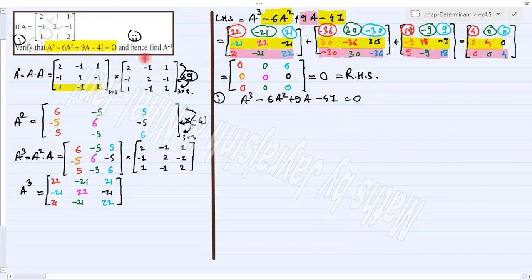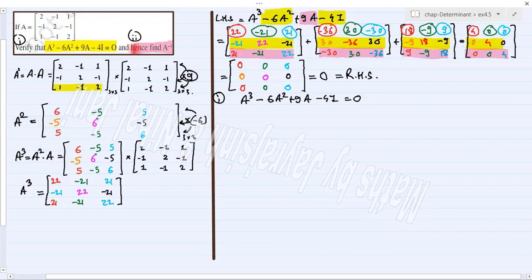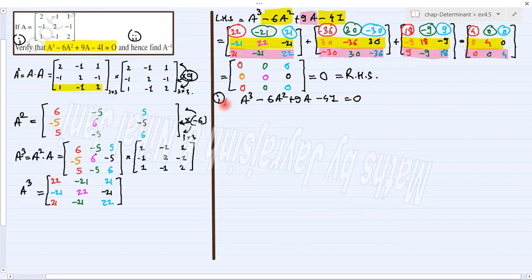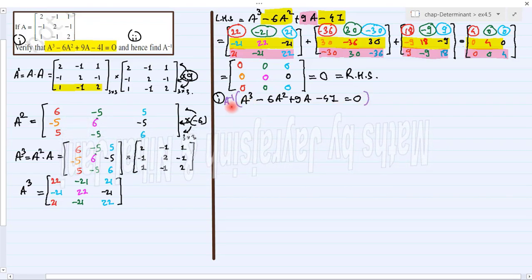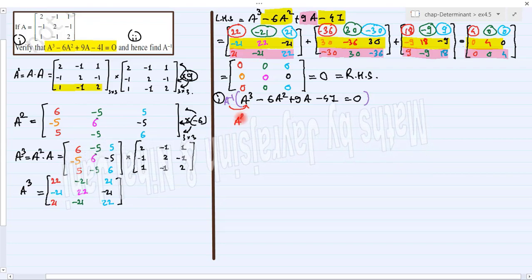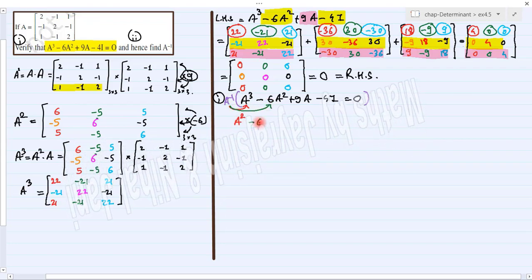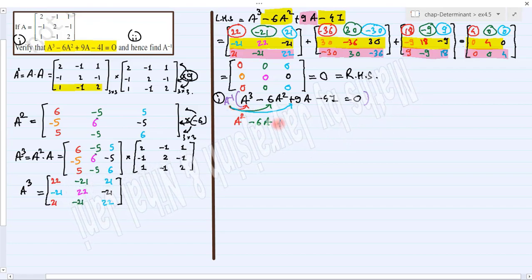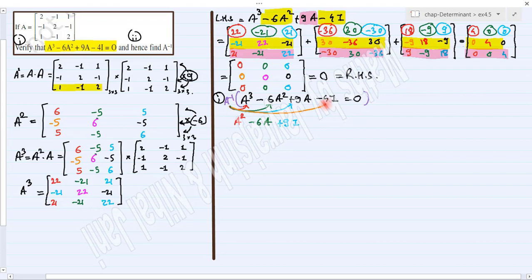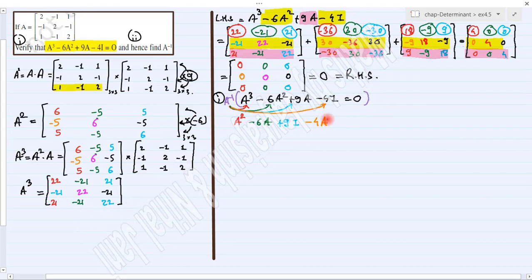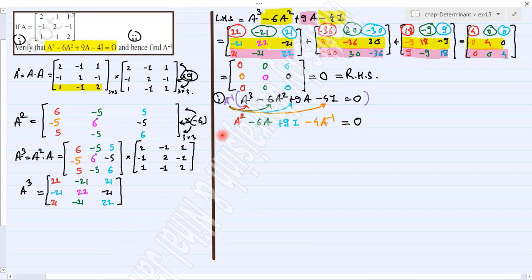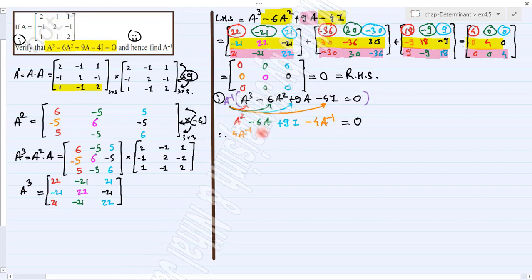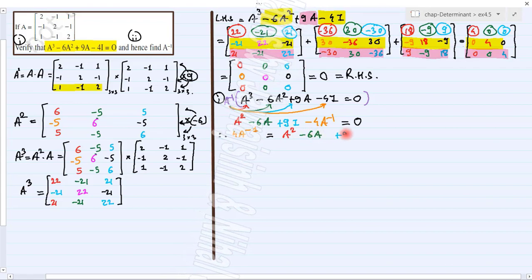Now let's move to the second part of the question, in which we have to find A inverse using this equation, and for that we have to multiply A inverse to the whole equation. So A inverse into A cube will give us A square. Then from second term we'll get minus 6A. Then your third term will give us 9I, and in last term we will get minus 4A inverse is equal to 0 matrix. So if we make 4A inverse the subject, we will get A square minus 6A plus 9I.